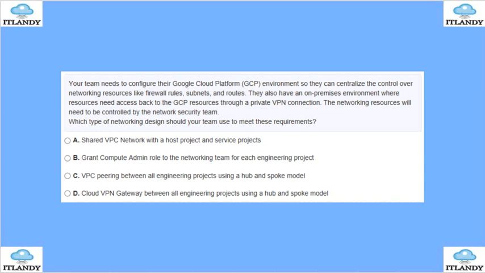A shared VPC network with the host project and service project? Sounds interesting. Grant compute admin role to network team for each engineering project. Too much overhead. VPC peering between all engineering projects using hub and spoke model. Sounds interesting, but costly. Cloud VPN gateway between all the engineering projects using hub and spoke model. Again, this sounds okay, but it's too complicated to manage the VPN gateway between the engineering projects.